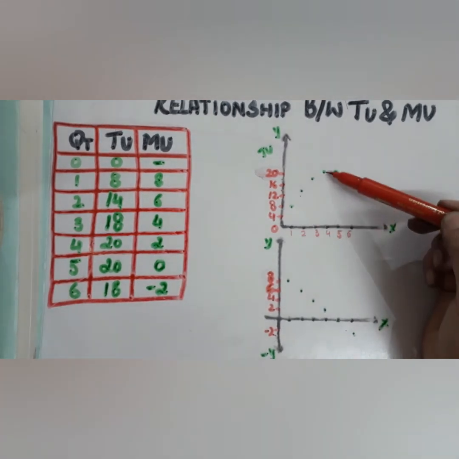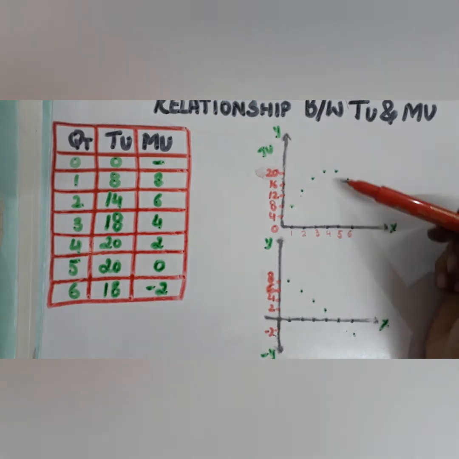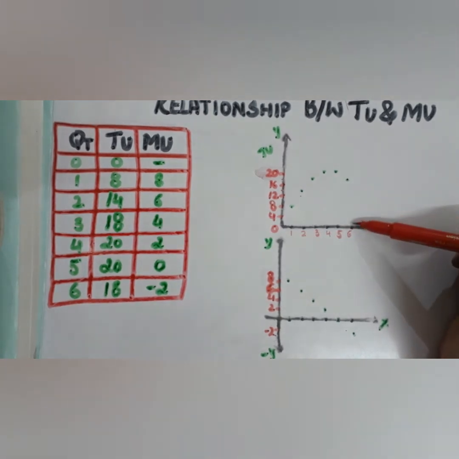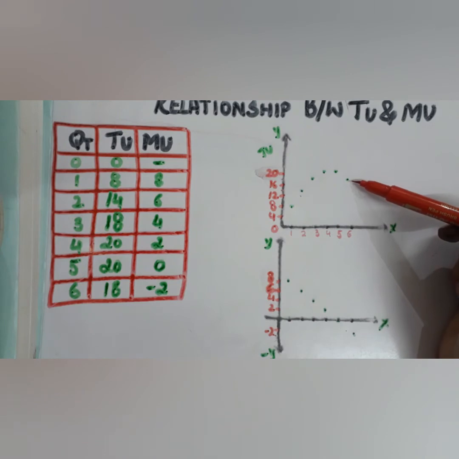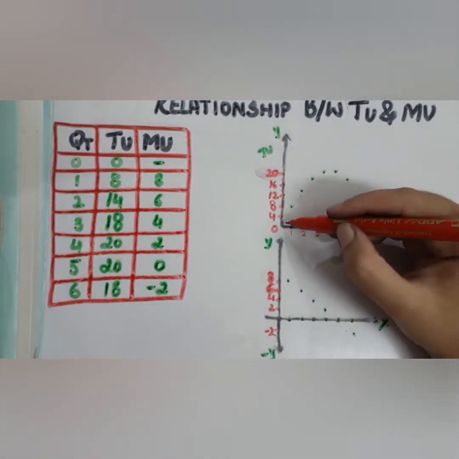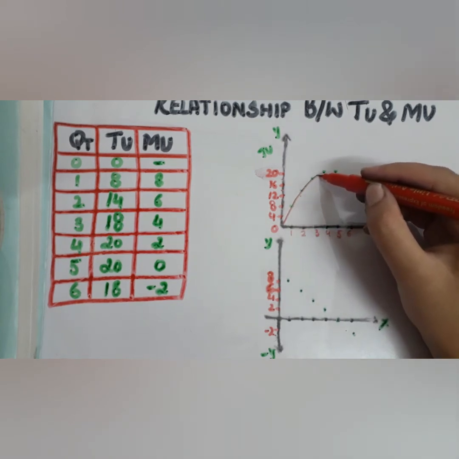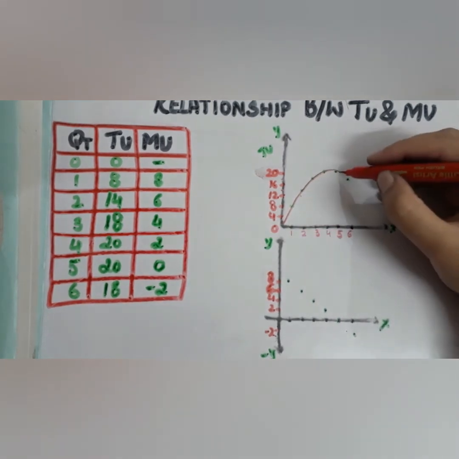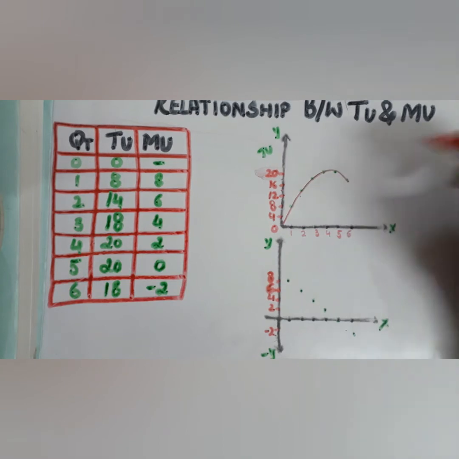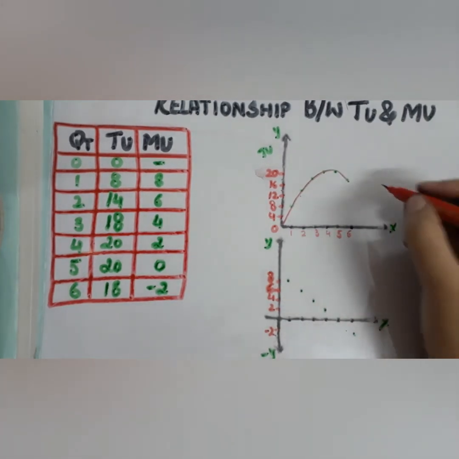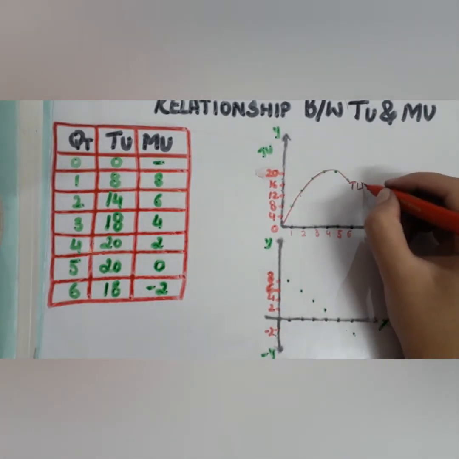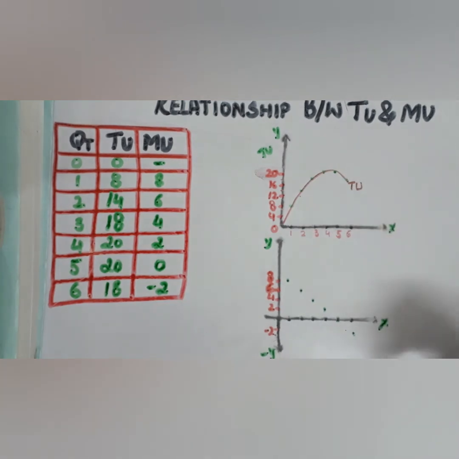Then your 4, and it is 20. So 20, again 5 and 20, 6 and you can see it is 18. So it is decreasing. When we join these points, the graph will be this way. You can see the graph, it is moving this way. So this is your total utility graph. This is your TU, total utility.